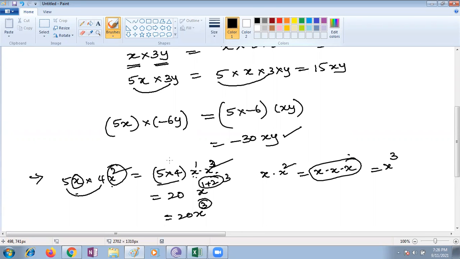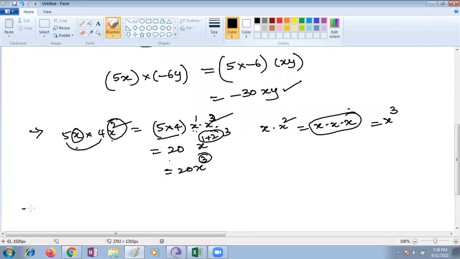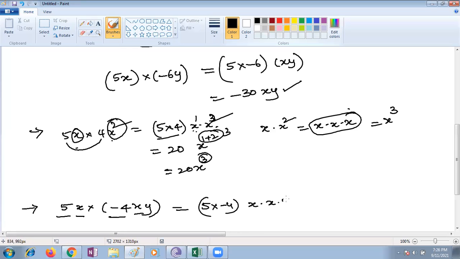Not only this, children, some other example, because if you are perfect with this, we are going further, you won't have any doubt in identities also. 5x multiplied with minus 4xyz. Here what will you do? First the numerical part you take outside. 5 into minus 4 is minus 20. Then x into x, x into y. Minus 20 x square y. Minus 20 x square y.